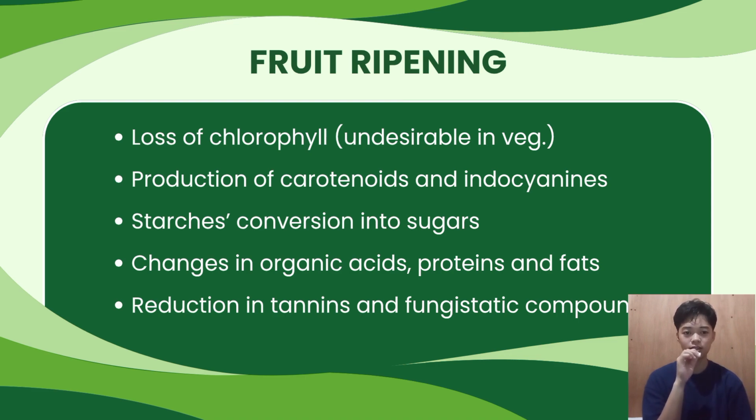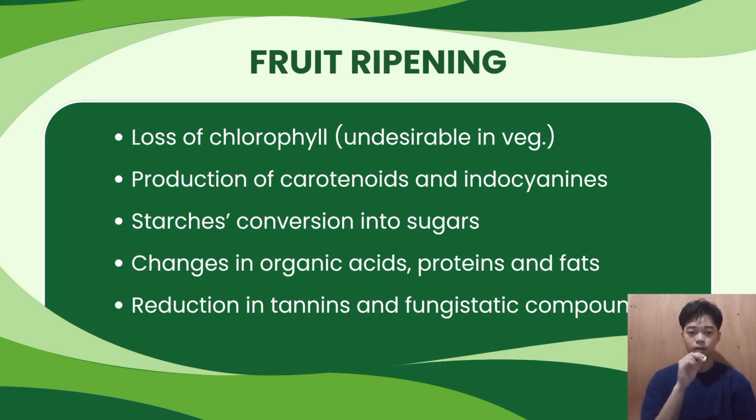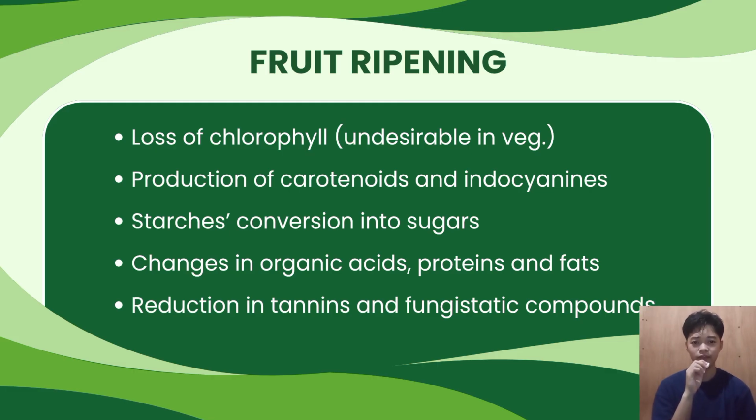First is a color change. It loses its green color and gains red or yellow. Second is the taste change. Starches turn into sugars, making the fruit sweet. Third is the texture change. Organic acids and proteins shift, usually making the fruit softer. Fourth is the flavor change. So the bitter or sour taste goes away. And lastly, the softening. The fruit becomes less tough and easier to eat.